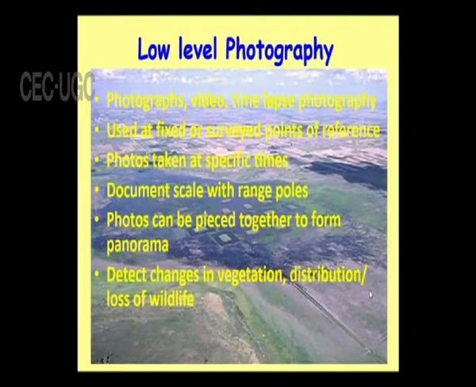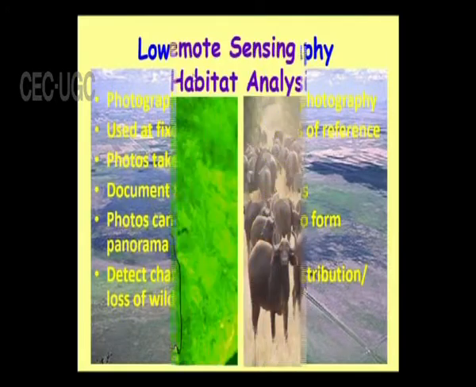It is a low level photography, and therefore, there is not much difference between the photography and the spectrum; both are more or less similar. Here it is giving the real image and that is giving the radio image. That is the only difference, and we can compare. Here it can detect the changes in vegetation distribution or the loss of wildlife also. And these are the advantages of remote sensing, and here we are using remote sensing for wetland mapping. That is one of the uses.